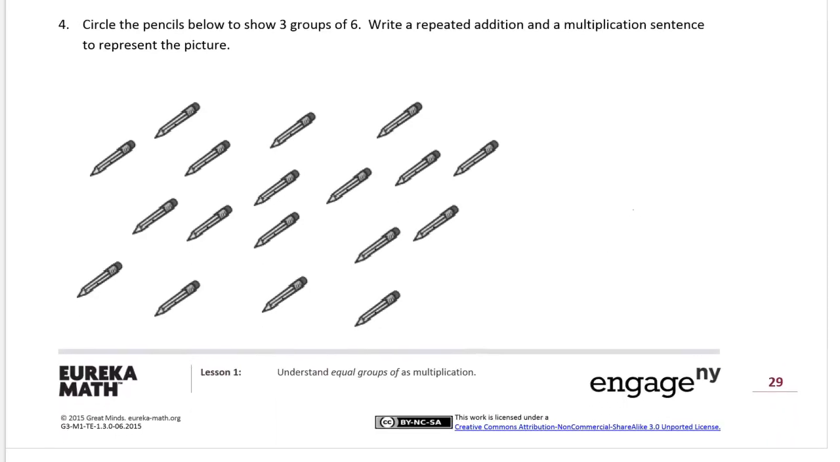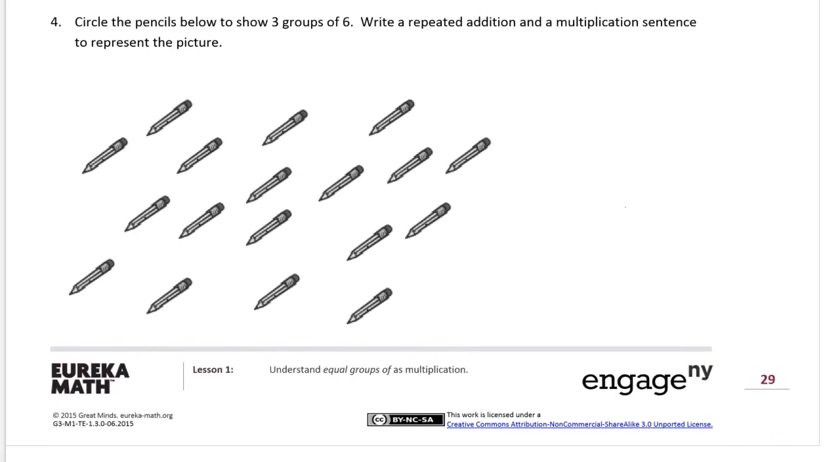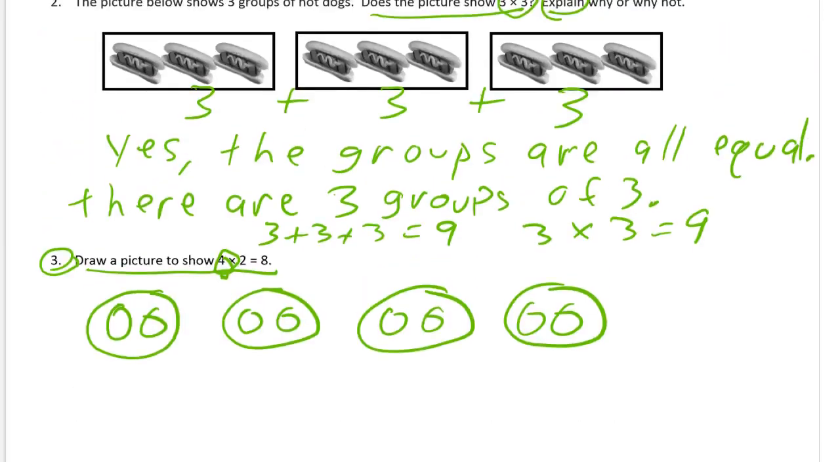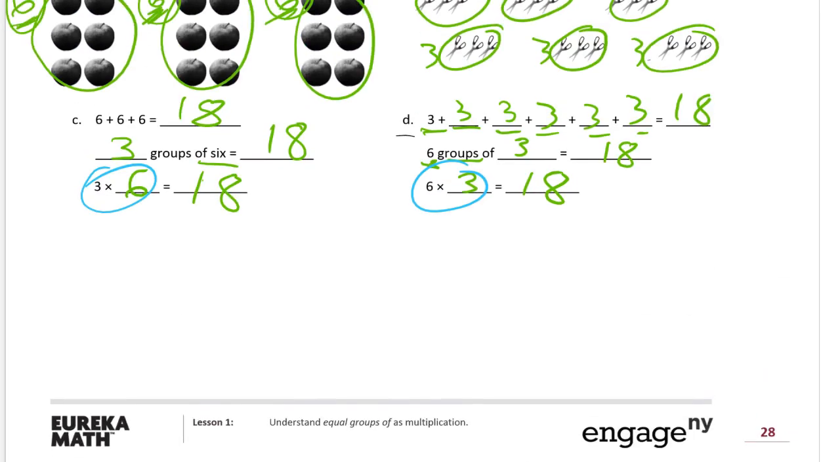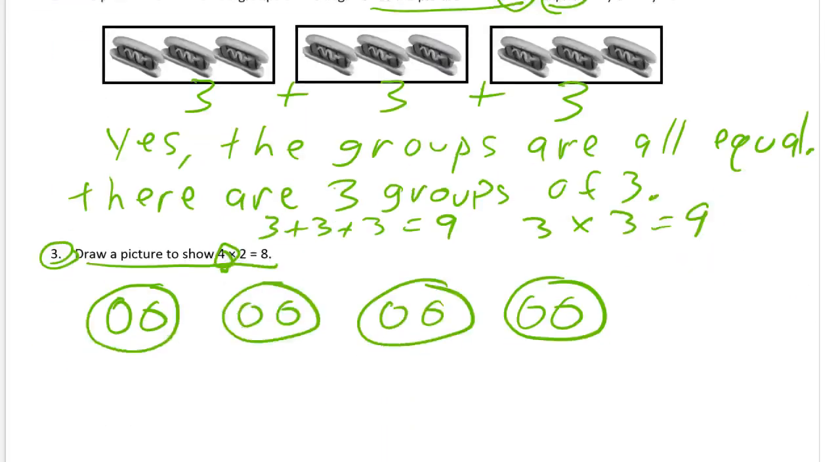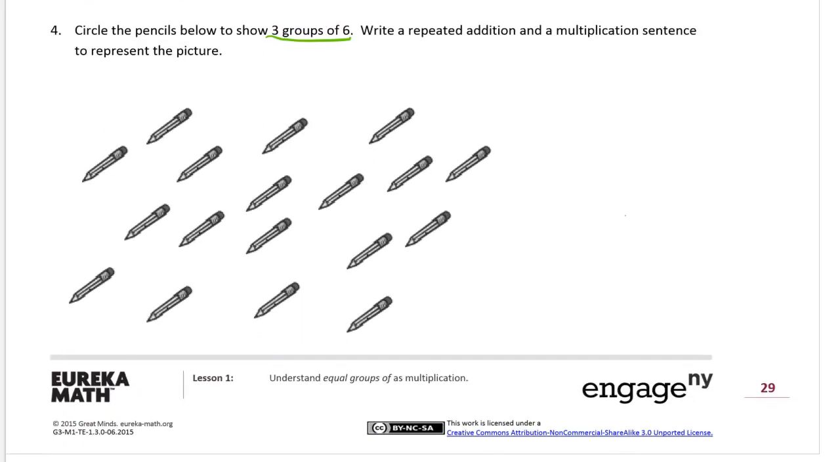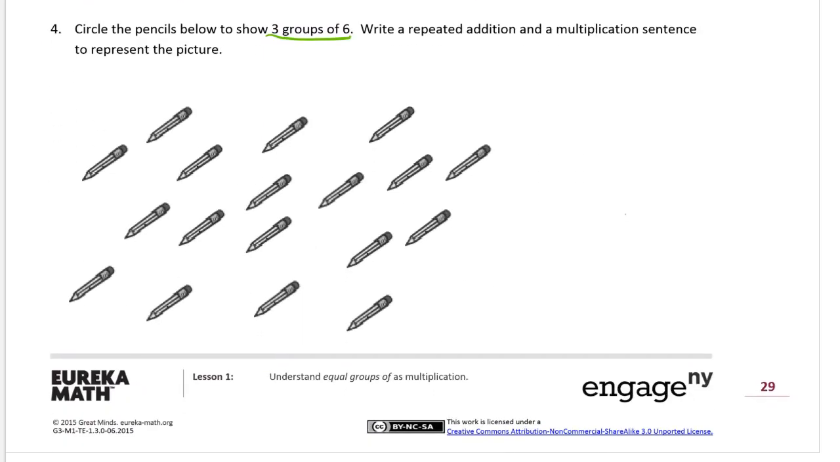And then our last one. Circle the pencils below to show 3 groups of 6. So we want 3 groups of 6. We want groups of 6, and we'll hope there's 18 here, because that'll come out to 3 groups of 6. Remember that first page, if we go back, 3 groups of 6, there should be 18. So we should know that there's going to be 18 of these without even counting them, because we already practiced 3 times 6 equals 18.